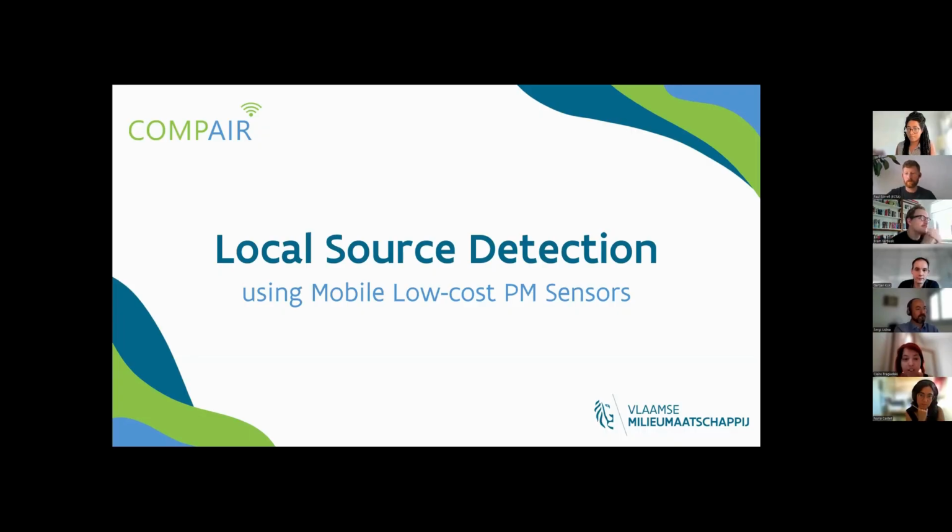So I'm going to talk about local source detection using mobile low-cost particulate matter sensors. This is a project that we did in the context of COMPAIR, so a citizen science-oriented project. But it was a little bit of a pilot study, and it's something that we plan to continue in the future. So really, this is just a small experiment, let's say, for this type of workflow.